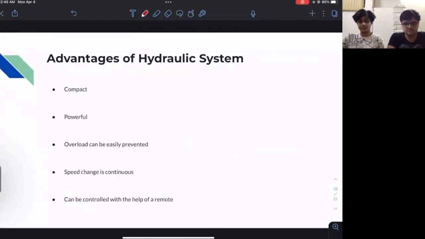Now we're going to talk about the advantages of a hydraulic system. First of all, it's extremely compact. So if you put it in your tractor, it's going to be very space efficient. It's powerful because of the energy it can provide. Overloads can be prevented using control valves, which we've already talked about. And the speed change is continuous. Also this can be controlled with the help of a remote, which can have a lot of applications.